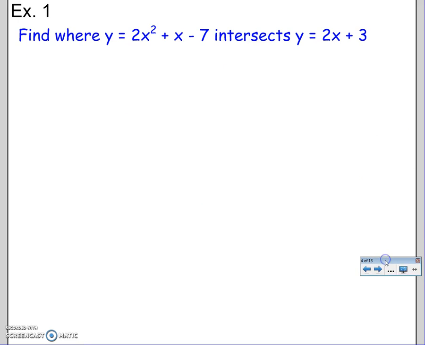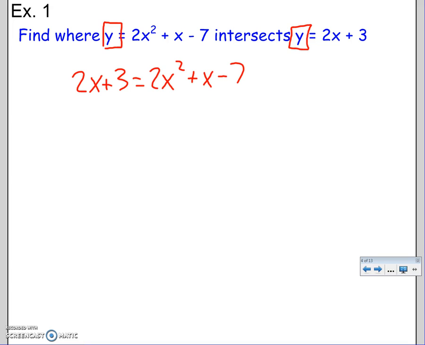So here's the first example. Find where y equals 2x squared plus x minus 7 intersects y equals 2x plus 3. Well, notice they both say y equals. So I'm going to replace this y on the left with this y on the right. So that is 2x plus 3 equals 2x squared plus x minus 7.